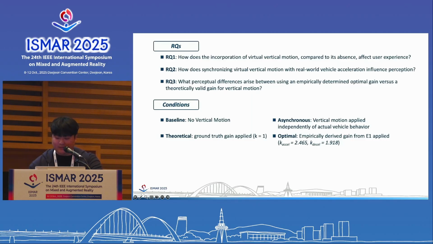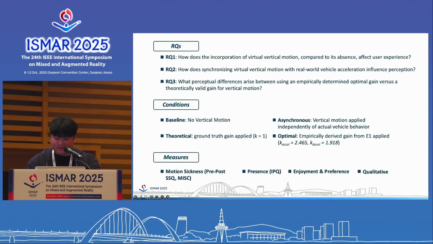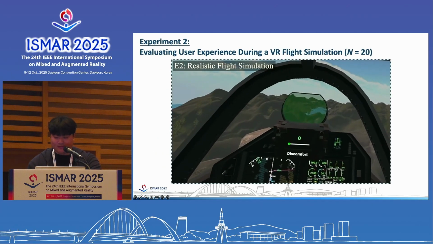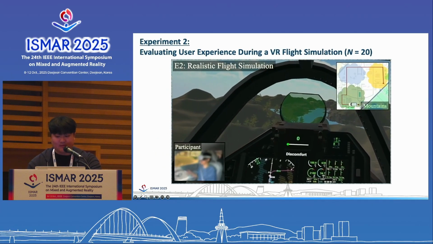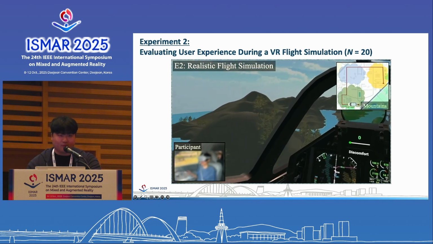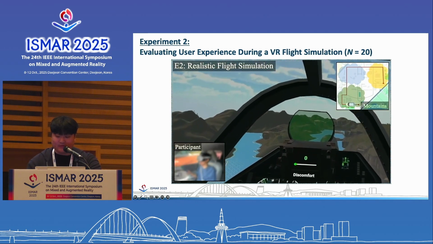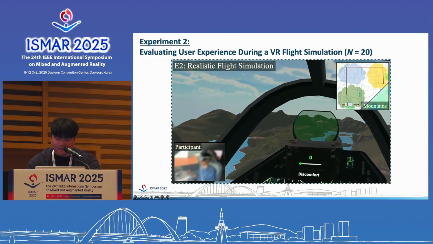We applied the SSQ to measure motion sickness levels before and after trials, the IPQ to measure presence, enjoyment and preference scores for subjective perspective, along with some qualitative post-experiment interviews. The virtual contents consisted of the user as a passenger in a plane, traversing through multiple environments, with vertical motion applied for accelerations and synchronized turns with the virtual vehicle.